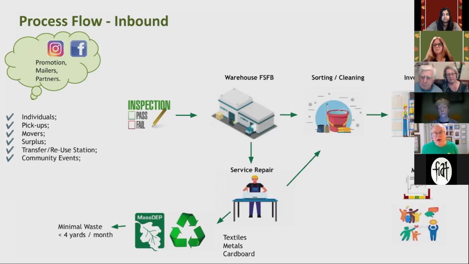The goods come to our warehouse where we do some service and repairs. We also recycle things from those repair areas like textiles, metals, and cardboard. And you'll see this is a very large operation. Even though we have a very large operation, we have fairly minimal waste, less than 4 yards per month. Everything is then taken out of service repair or the warehouse. It's sorted, it's cleaned, it's disinfected, etc. And then it's put into inventory.